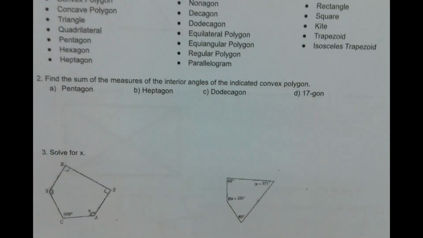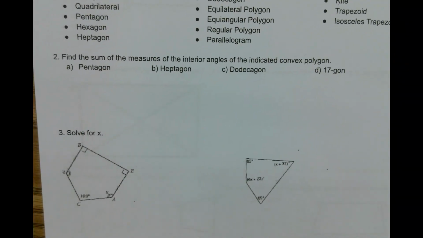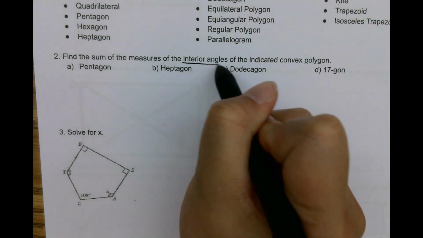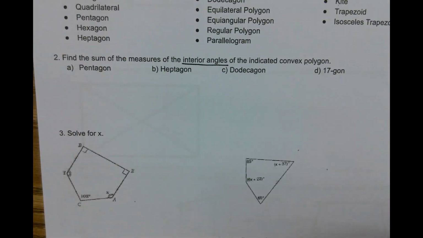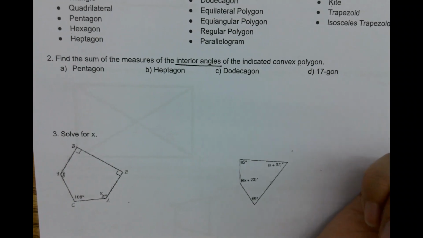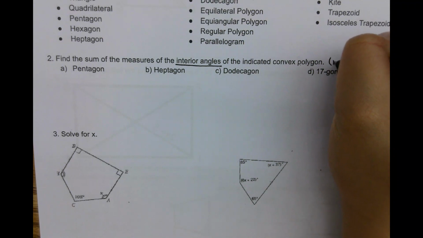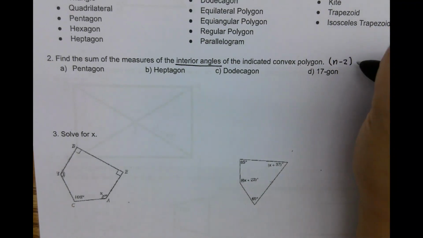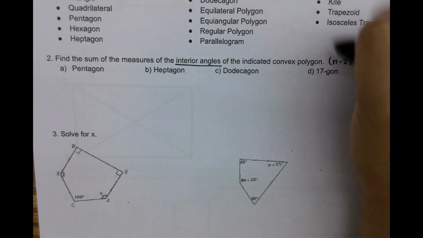So the first question where you actually have to do something is number 2. So here it says to find the sum of the measures of the interior angles of the polygon. And so that is with this formula. It's n minus 2 times 180. N represents the number of sides.